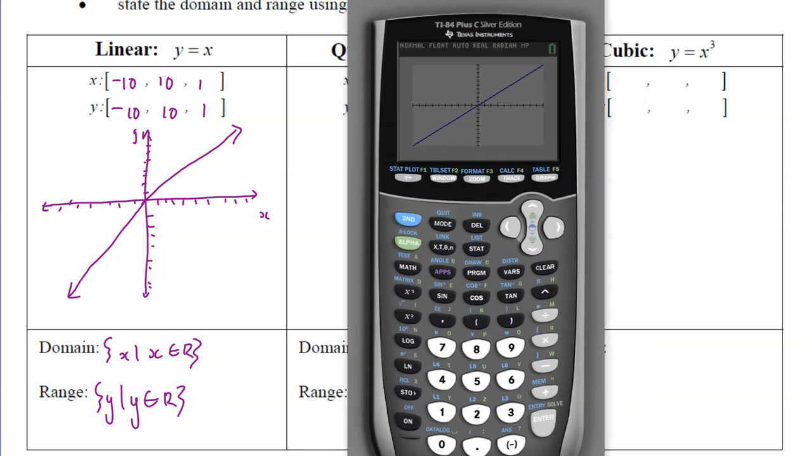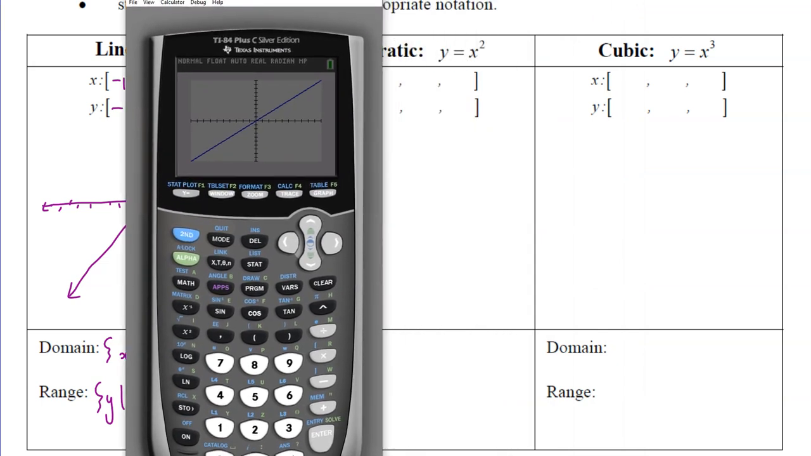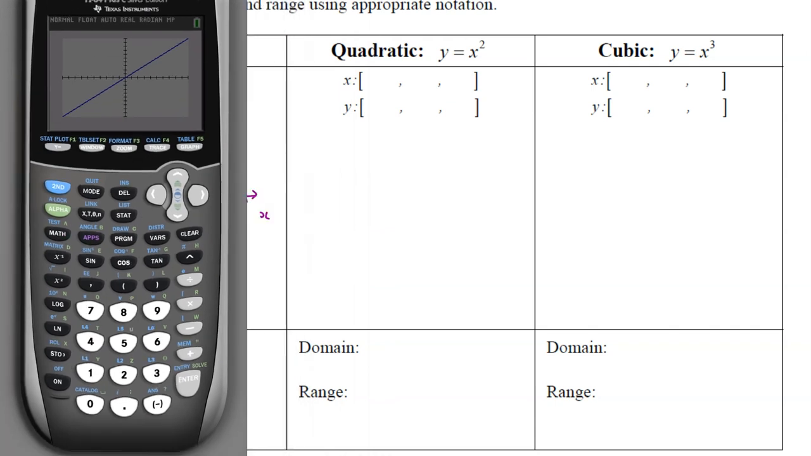All right, let's get quadratic. I'm just going to shift this up and over. Let's go to y equals. We've got the x. Let's just kick over and throw on a squared. Now, we know what quadratics look like, and we've got that full window. So let's just hit graph and take a look at it.